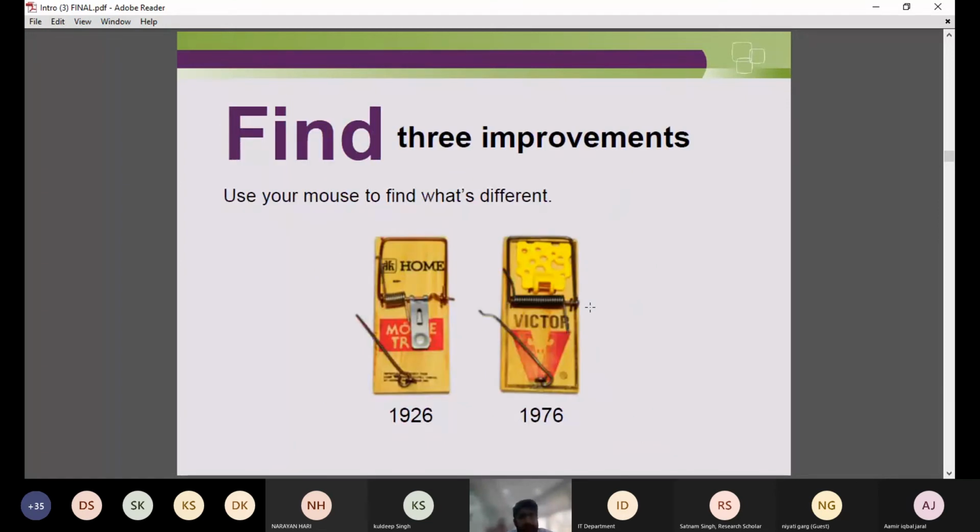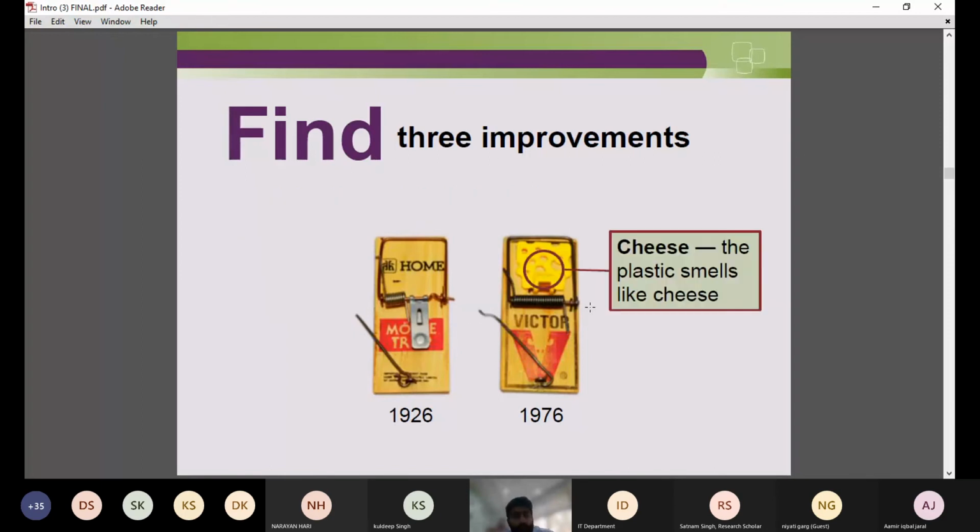Now these are both patented products. This is just an example for your basic exercise. This is a mouse trap. I hope everyone knows that. Both are patented technologies, right? The first was patented in 1926, another got patented in 1976. So there were three small improvements done in the first product to get another product patent filed for it. What were these small problems?